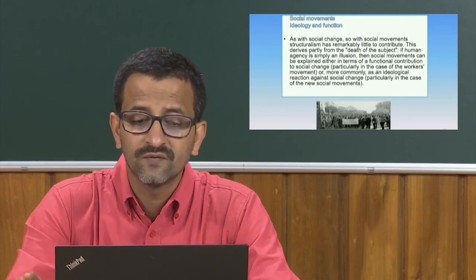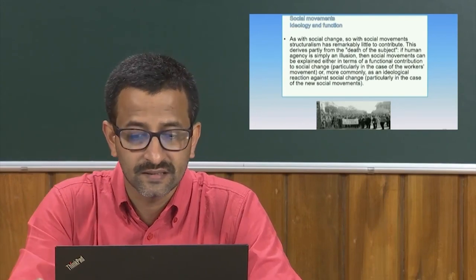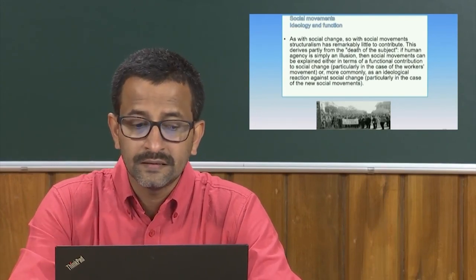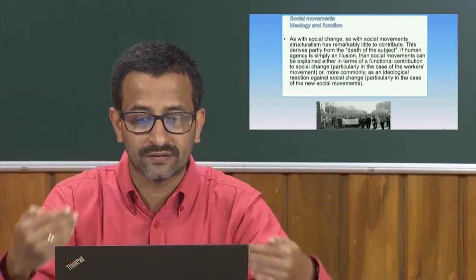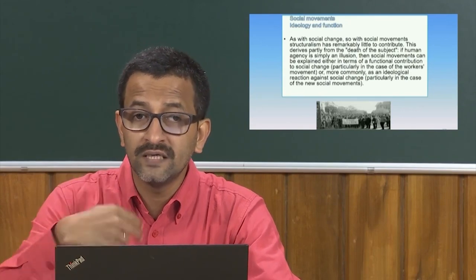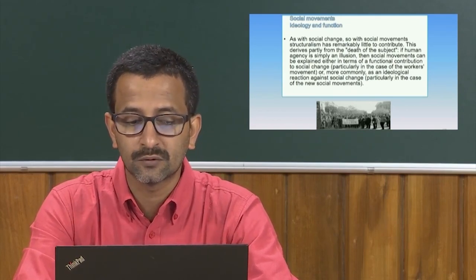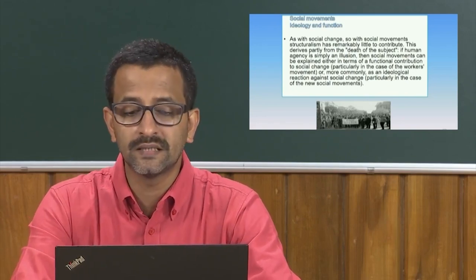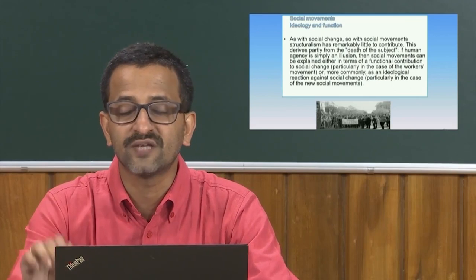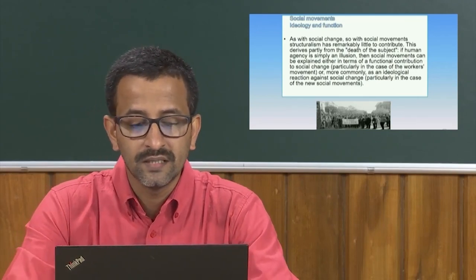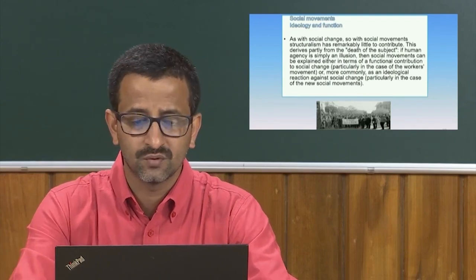This derives partly from the relationalism and the death of the subject or death of the author that we have already discussed. If human agency is simply an illusion, if human agency ceases to exist, and we have only the relational, then social movements can be explained either in terms of a functional contribution to social change, particularly in the case of the workers' movements, or more commonly as an ideological reaction against social change, particularly in the case of the new social movements. What do I mean by workers movements, and then new social movements?